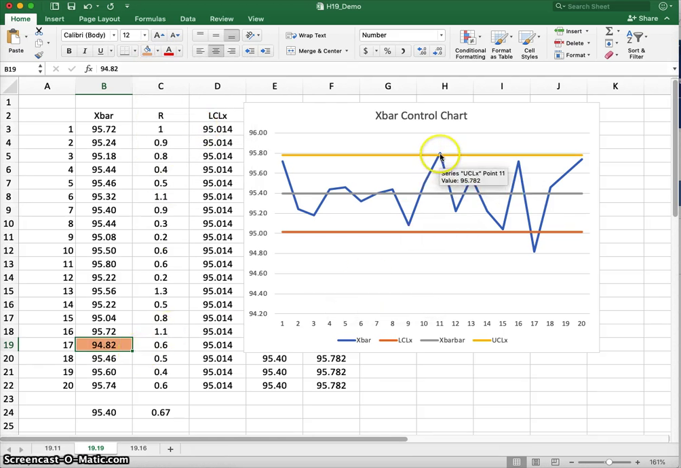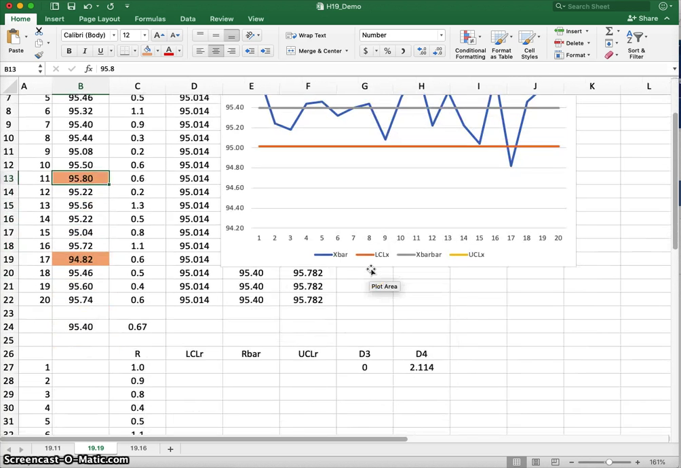And I'm a little above the upper control limit over here, that's 11. Okay, so the upper control limit is 95.782, and in sample number 11, I have 95.8. So both of those two are out of limits. Okay, everything else is in the limit. So I would have to say that in this particular case, this process is out of control and needs to be fixed. Now let's look at the R chart.